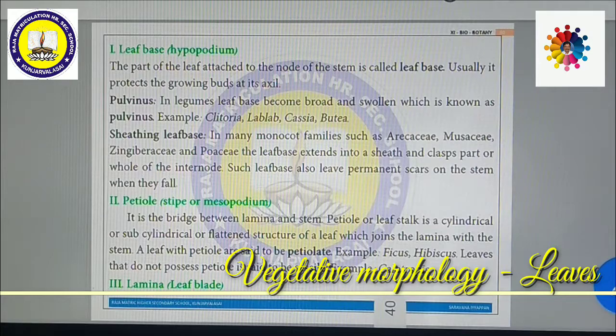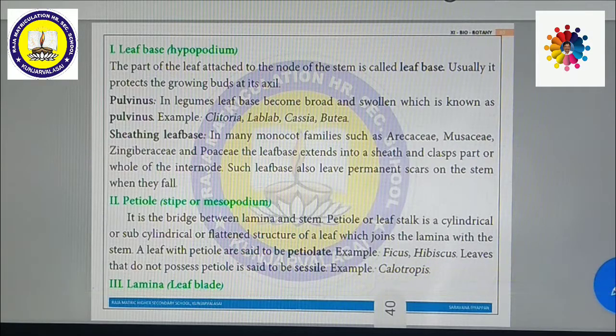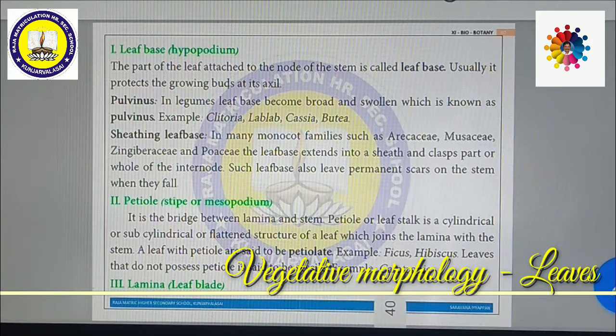Next part is petiole, stipe or mesopodium. The second part is called petiole. The petiole is nothing but stipe or mesopodium. It is a bridge between the lamina and stem. Petiole or leaf stalk is a cylindrical or subcylindrical or flattened structure of leaf, which joins the lamina with the stem. A leaf with petiole is said to be petiolate. Example: Ficus, Hibiscus. Leaves that do not possess petiole are called sessile.